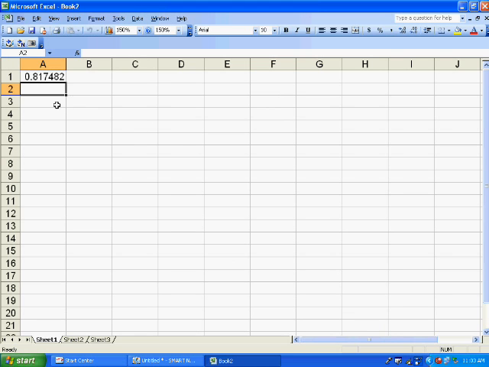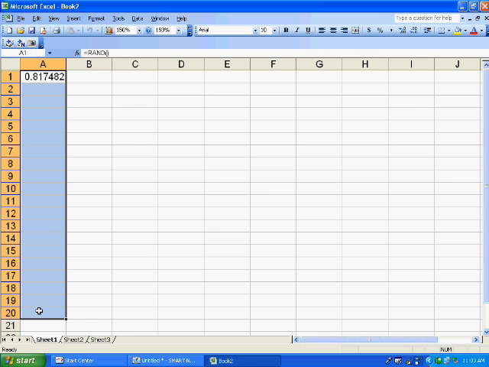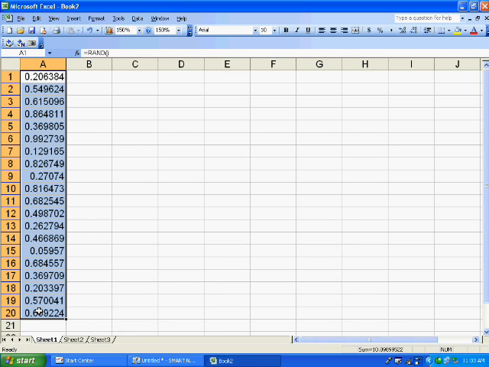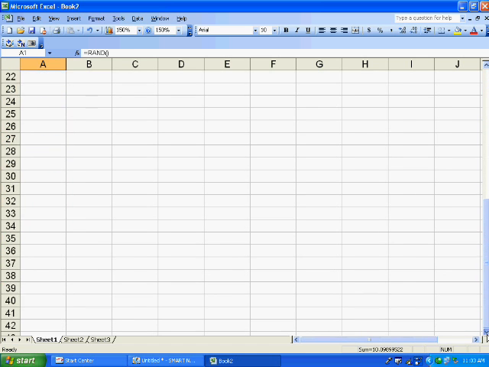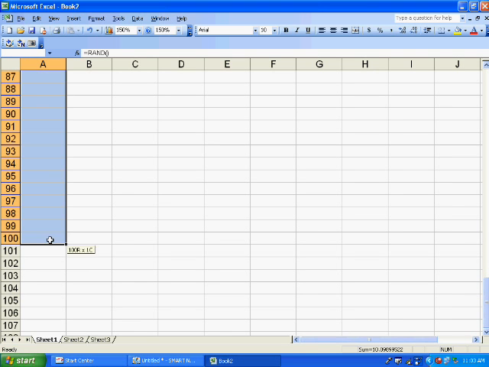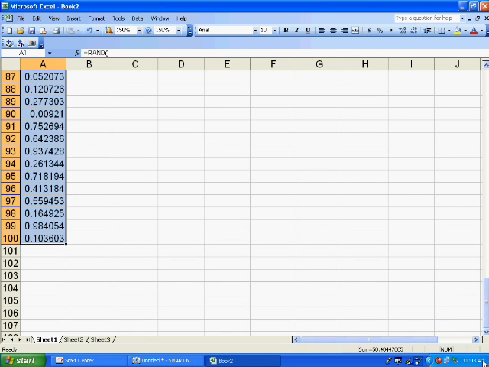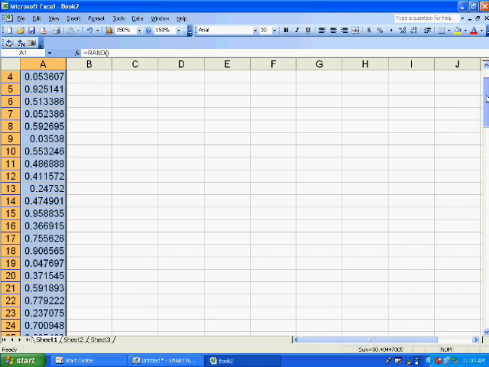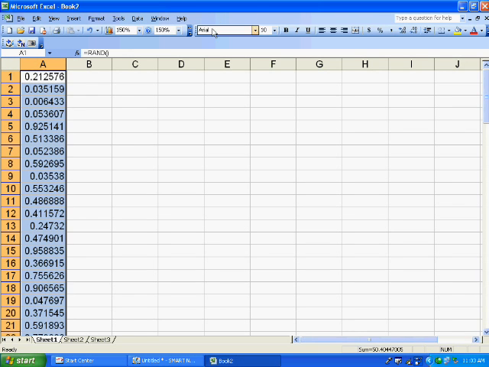Okay. So here we have a bunch of data. If I want to get the correlation of this data, I'd get the correlation. Might as well get more data. Let me go get 100 values. Okay, so here I have a data set of 100 data values.